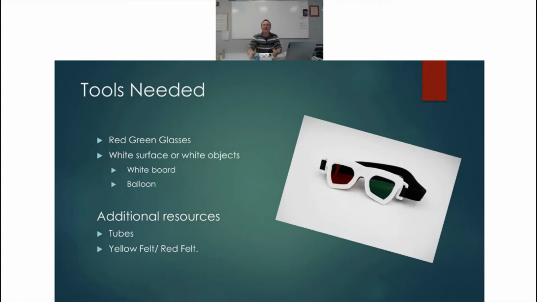The other thing that you can use for this to help with simultaneous perception is some yellow felt and some red felt, okay? And we'll deal with that in a little bit. That's a little bit different way to work on this luster program.